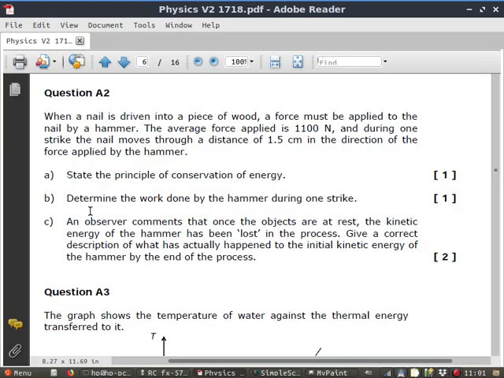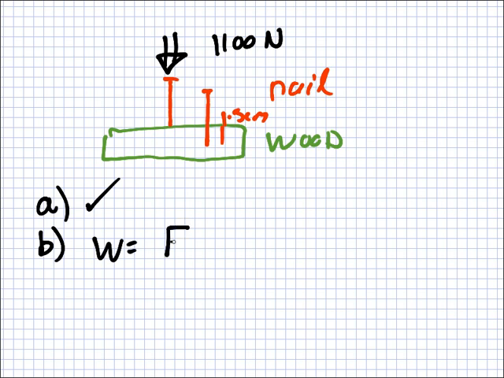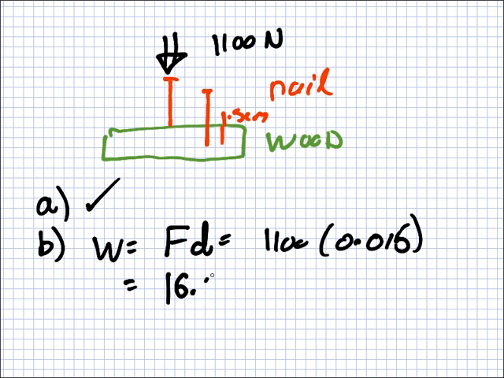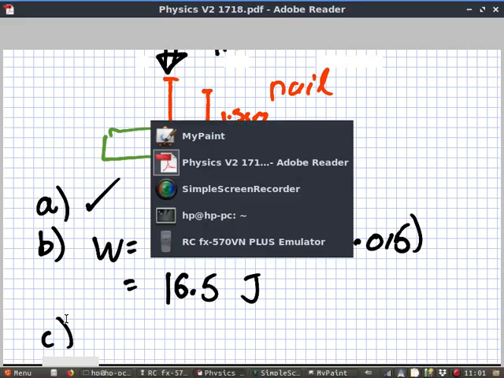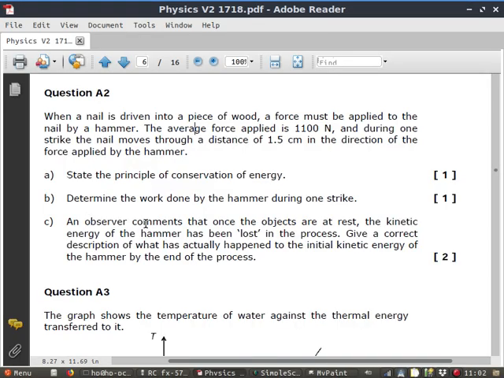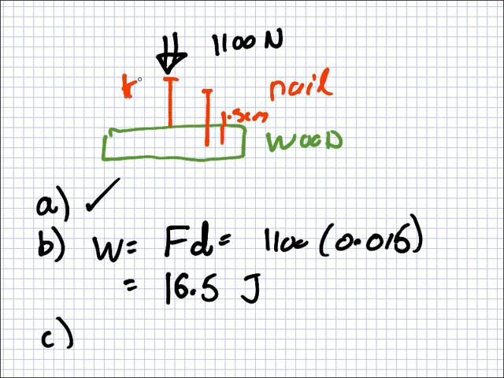Right, what is the work done here? So that's easy. Force times distance. So 1100 times 0.015. What's that, please? 16.5? Okay. And finally, C. An observer comments that once the object's at rest, the kinetic energy is lost. But it's not lost. What happened? So in other words, this nail had kinetic energy, but now it has no kinetic energy. Where did the kinetic energy go?